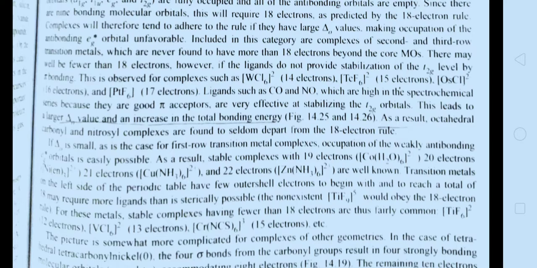If the delta zero value is small, what happens? The electrons may occupy antibonding orbitals also. The occupation of weakly antibonding orbitals is also possible. As a result, stable complexes with 19, 20, 21, or 22 electrons are also found to be possible, and they depart from the 18 electron rule.